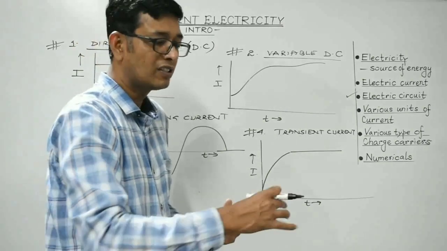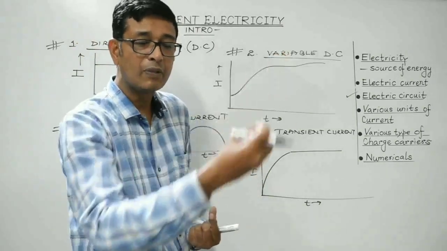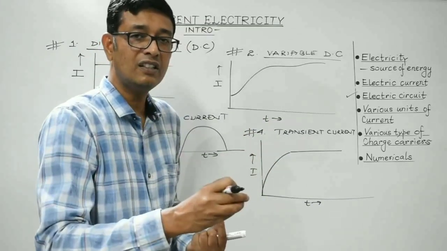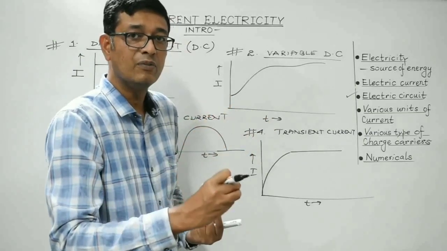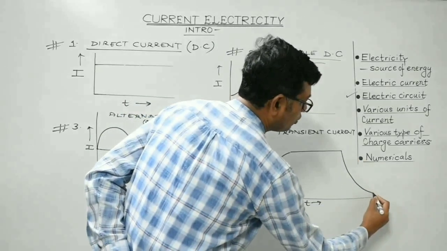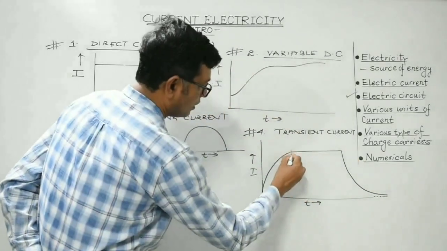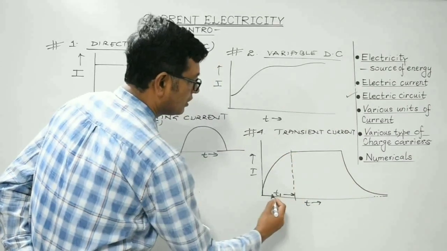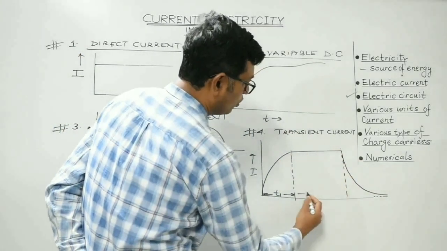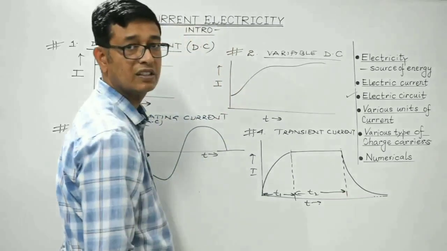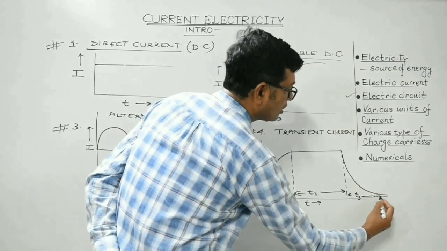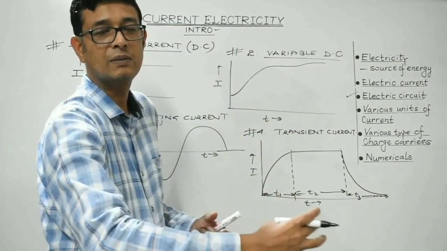And then when the circuit is switched off, the current will not abruptly or suddenly become 0. Instead, even after switching off the circuit, the current will take some finite time to decay from maximum to 0 value. So, this is the time T1, which is the time taken during the growth of current. This is the time T2 during which the current remains steady or constant. It is the case of DC. And T3 is the time interval during which the current decays from maximum to zero value.